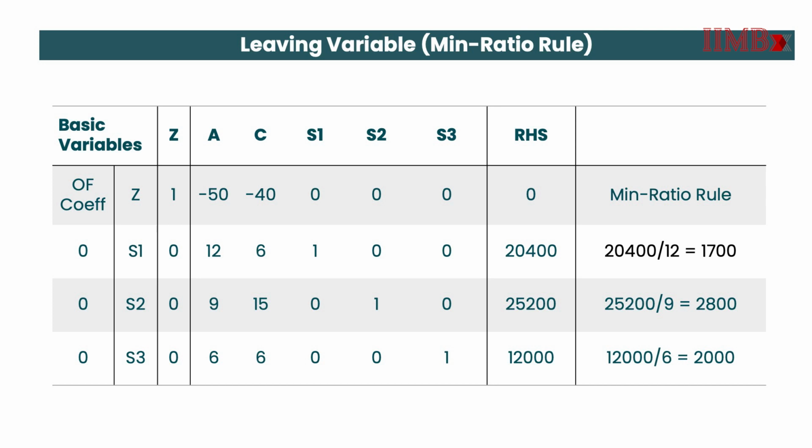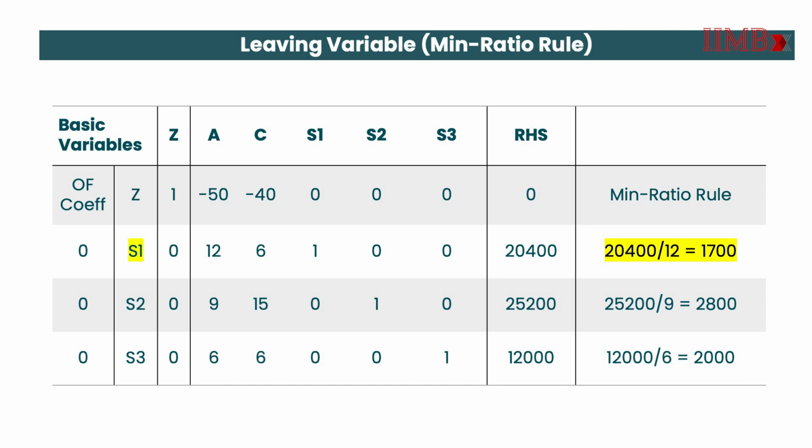Essentially, we are taking a ratio. The column under A is telling us how S1, S2, S3 will change. The current basic variable values will change when A comes in. And therefore, we can calculate the minimum ratio of the right-hand side with the entries in the column under A to decide what has to leave. So amongst these, S1 will leave.